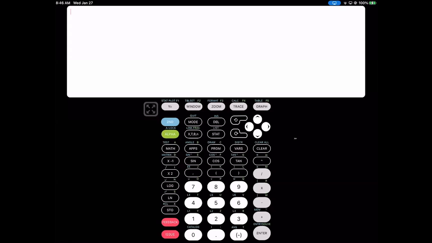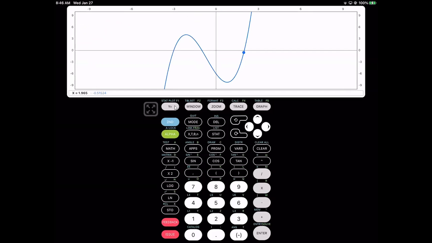Sorry, there were some issues with my iPad there. The first thing we're going to do is plot our graph. Remember, to graph, you press the y equals button in the top left. Our equation, I know you can't see it anymore, was x to the 3rd plus 2x squared minus 5x minus 6.